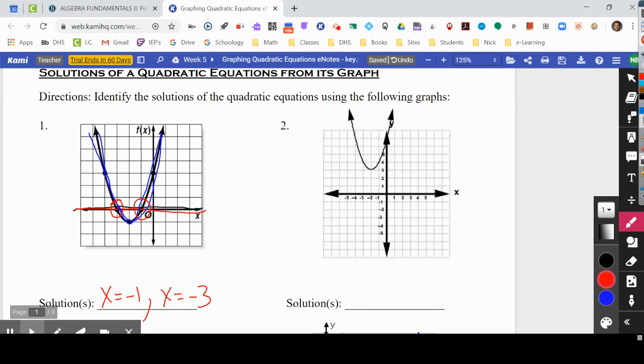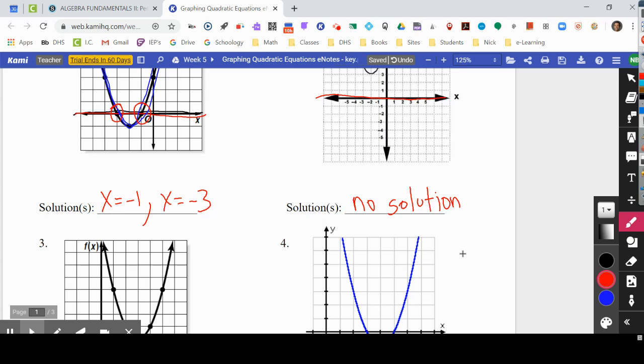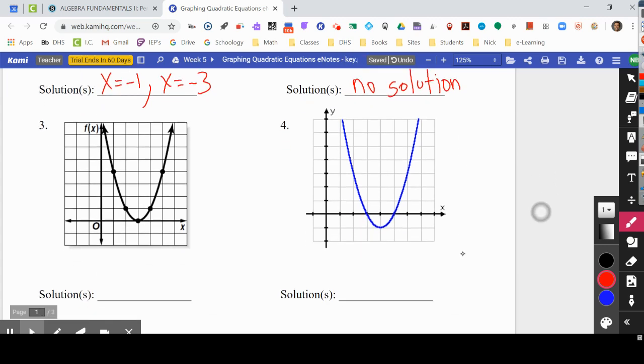All right, and for my graph number 2, here's my graph up here, but as you can see, my graph does not cross the x-axis. So if a graph does not cross the x-axis, then we can say it has no solution. All right, we had a couple more graphs here.